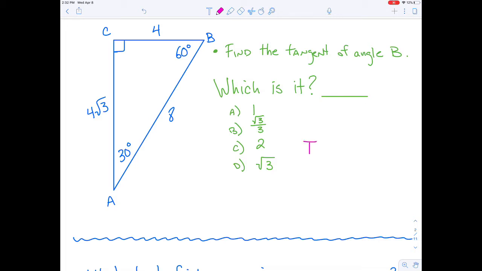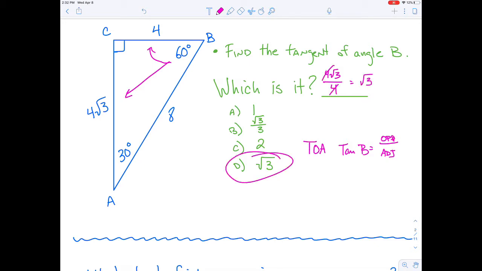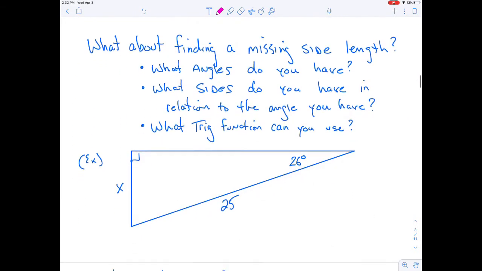All right, if you're back, tangent is TOA. So we have tangent of angle B is going to be O, the opposite, over A, the adjacent. So the opposite of angle B is 4√3. And adjacent is going to be one of the two sides that touch it, but not the hypotenuse, so 4. And this thing cancels out to be square root of 3, so boom, that's your correct answer. Let's move on.